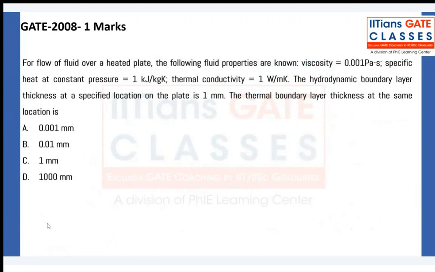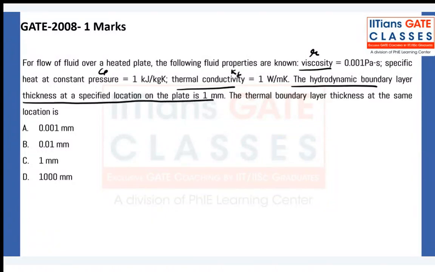For flow of fluid over a heated plate, the following fluid properties are known. Viscosity mu is given, specific heat Cp is given, thermal conductivity K of fluid is given. The hydrodynamic boundary layer thickness at a specified location on the plate is 1 millimeter. That is, delta H is equal to 1 millimeter, and I need to find the thermal boundary layer at the same location.